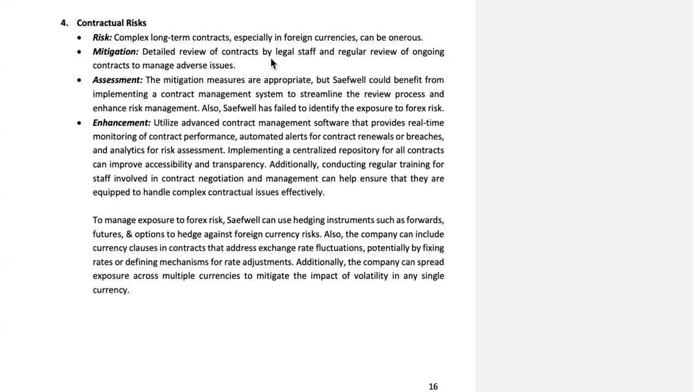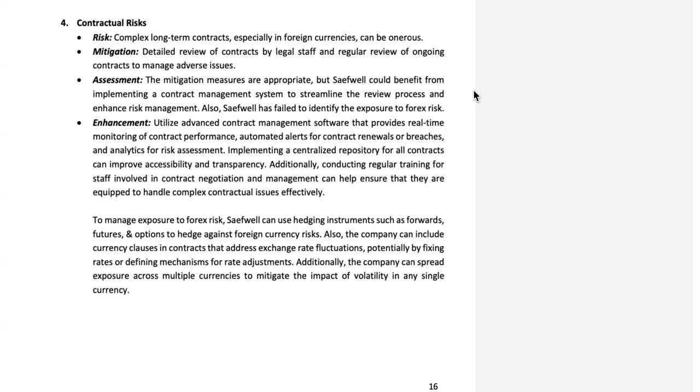Although we have identified two main risks, we have only come up with mitigatory action focused on one single risk. That too is not foolproof. So we have forgotten about our forex risk exposure when coming up with mitigatory action. Based on this information, I've conducted an assessment. The mitigation measures are appropriate, but Saefwell could benefit from implementing a contract management system.